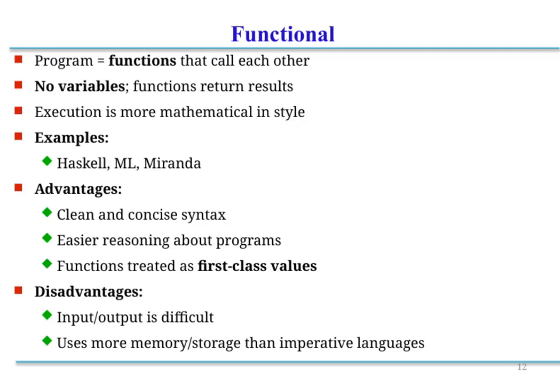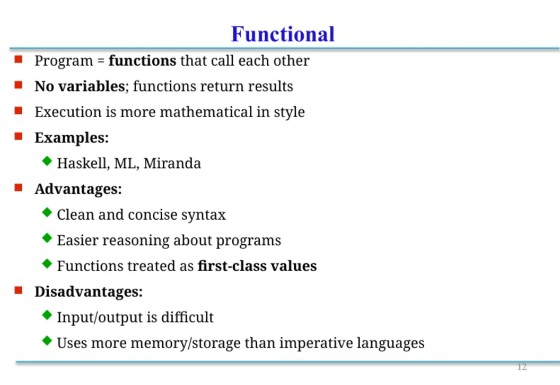Now, let's take a closer look at what defines a functional program. Essentially, a program in this paradigm is made up of functions that call each other, forming a kind of network of operations. What's interesting is that these functions don't rely on variables. Instead, they return results directly, which makes the flow more straightforward. Because of this, execution tends to feel more mathematical or formula-like, emphasizing clear, predictable transformations. Some common examples of functional languages include Haskell, ML, and Miranda.